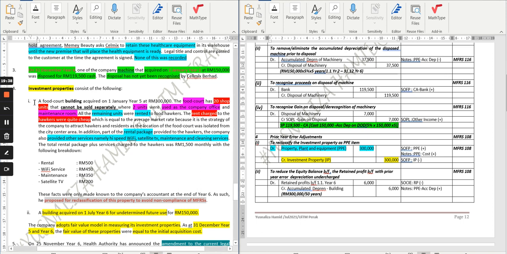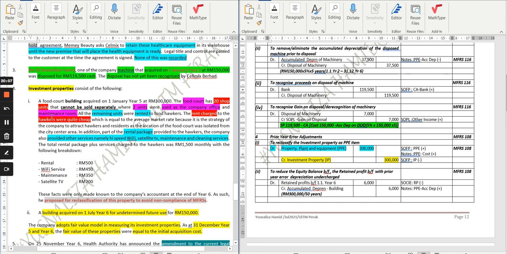Here the issue is the one in 4.1. Food court building that was acquired on 1st of January year 5 at 300,000. The food court has 20 shop units. However, those shop units cannot be sold off separately. So if you are to sell the shop units, you need to sell all 20 shop units. You cannot sell it like 10 of it or 5 of it or 2 of it. You need to sell the whole 20 shop units. Okay, so the 2 units were used as the company office.